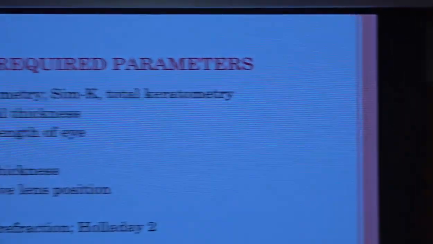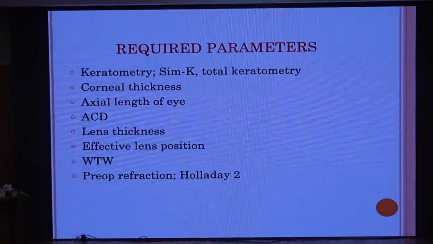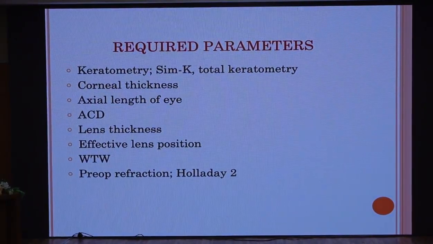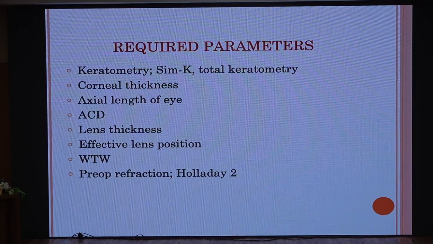Now, before we go on to any machine to put in the data, these are some of the very important points which we need to collect before we put in those values. One is the keratometry. Of course, we know keratometry is very, very important. We use either SIM-K or a total keratometry depending on the case. Like if we have a post-LASIK case, sometimes we need a total keratometry for those patients. Then pachymetry, thickness of the cornea, axial length of the eye is very, very important, anterior chamber depth, lens thickness.